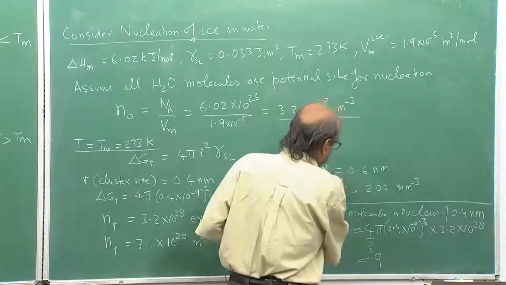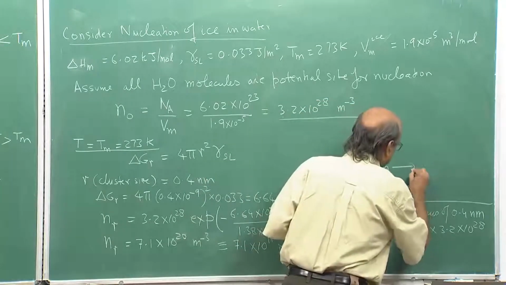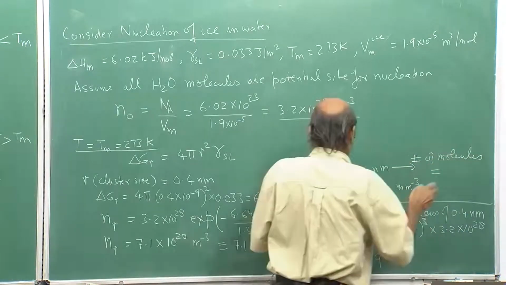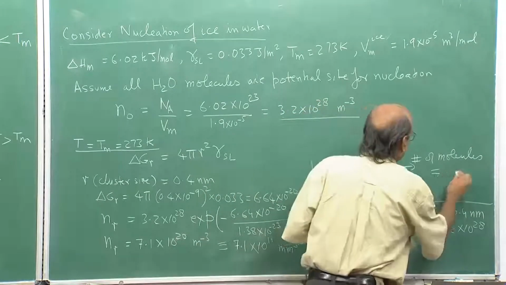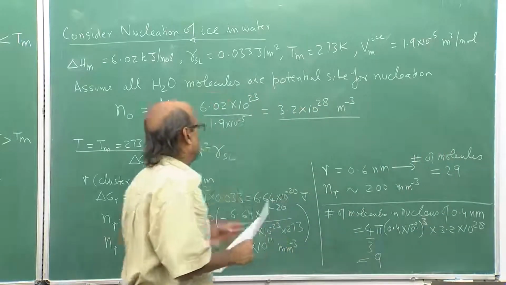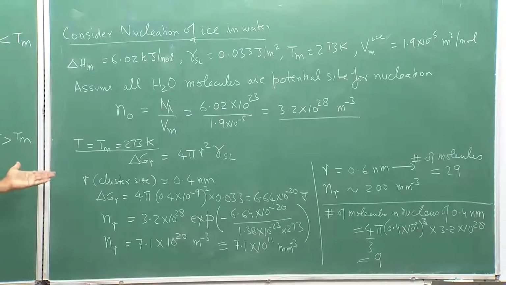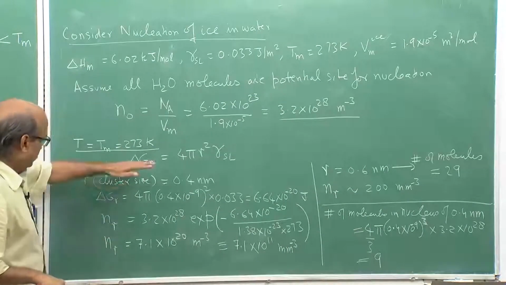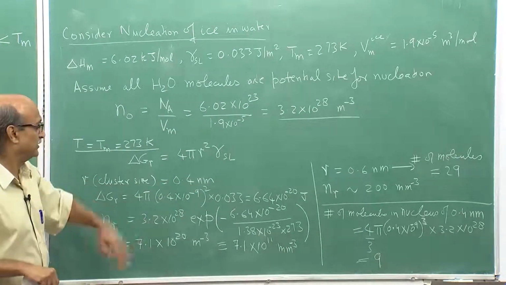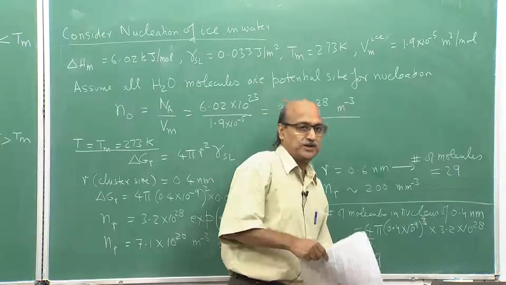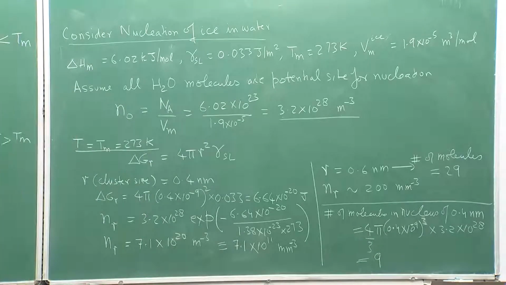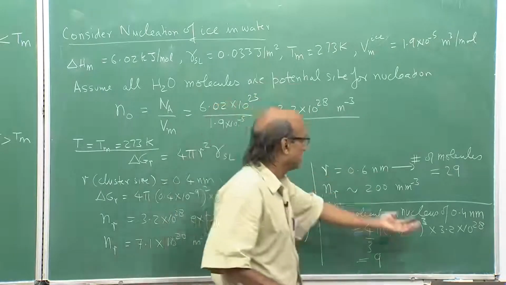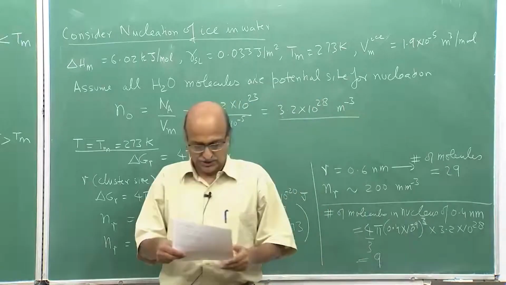If I change the size to 0.6 nanometers, the number of molecules in a nucleus turns out to be of the order of 29. So, all what we are seeing here is that as the size is increasing, obviously the number of molecules has to go up, which also means that for the nucleus of size 0.4 nanometers, only 9 molecules have to come together to form a crystalline solid, which is much more probable as compared to if 29 molecules have to come together to form a solid.